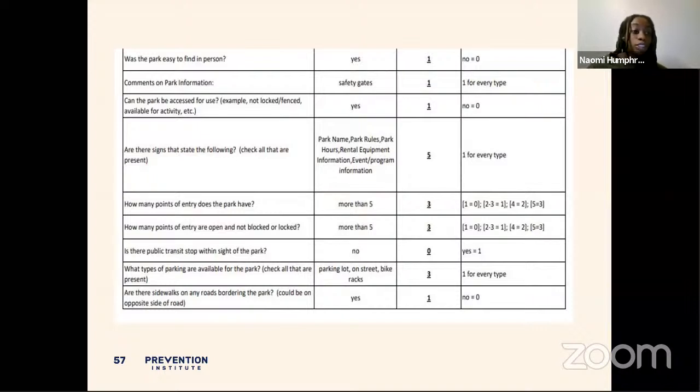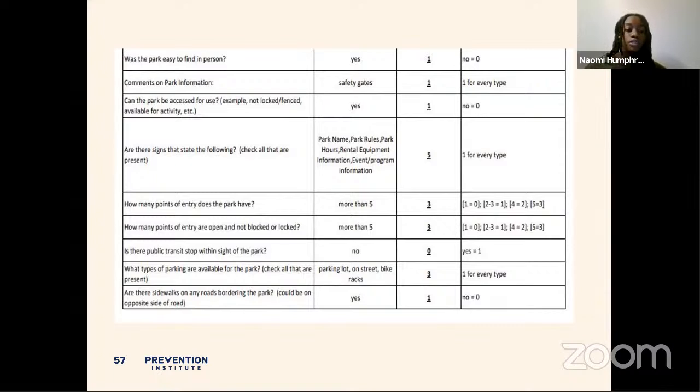And accessibility questions such as, was the park easy to find in person? Are there signs around the park, such as the park name, a park map, and so on? How many entry points does the park have? Are these entry points blocked or locked? And oftentimes we would find that in parks in historic South Central, parks in our communities, there were a lot of entry points blocked or locked. Is there public transit near the park?